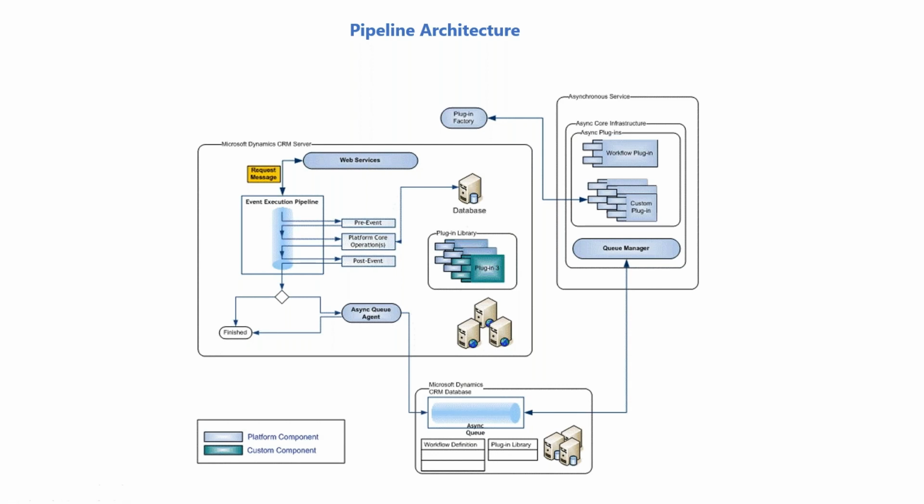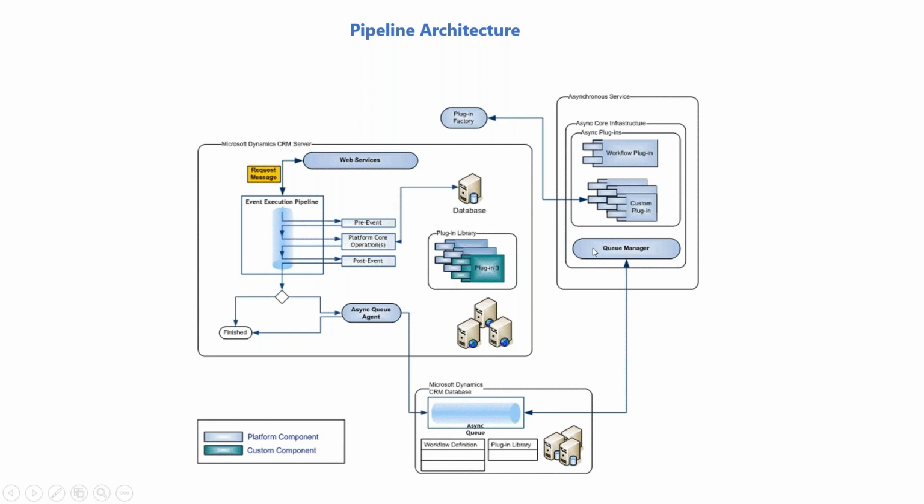Okay, when this operation is performed, then the core or main operation will make changes in the database. After that, if any post logic is written here, it will be executed. Next it will check whether the plugin is a synchronous plugin or an asynchronous plugin. If it is asynchronous, then it will go to the asynchronous queue, which will be handled by an async queue manager.